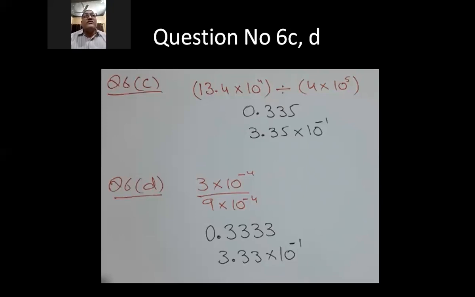Because you have moved the decimal one step to the right, here the 10 raised to power minus 1, because you moved the decimal towards the right. That's why here we will write minus 1.